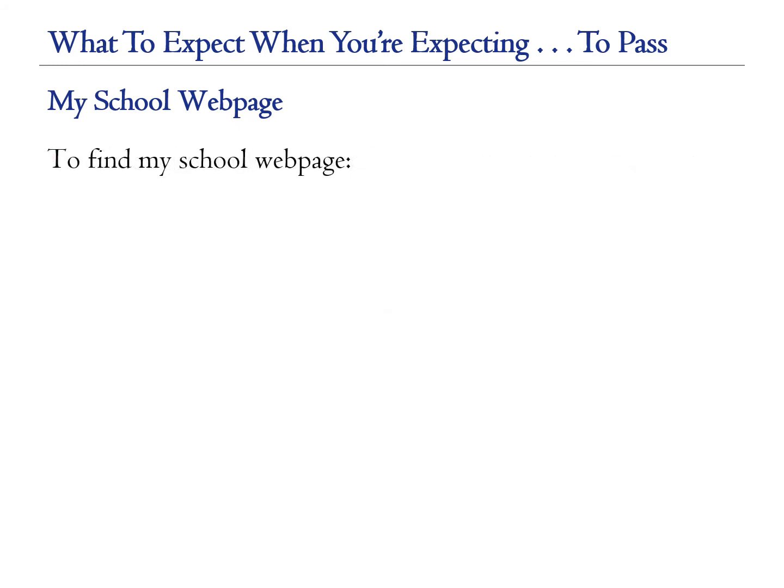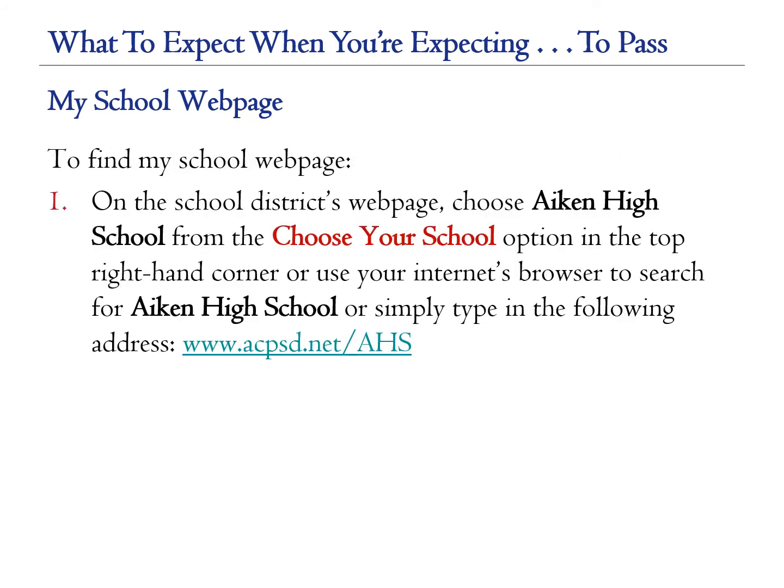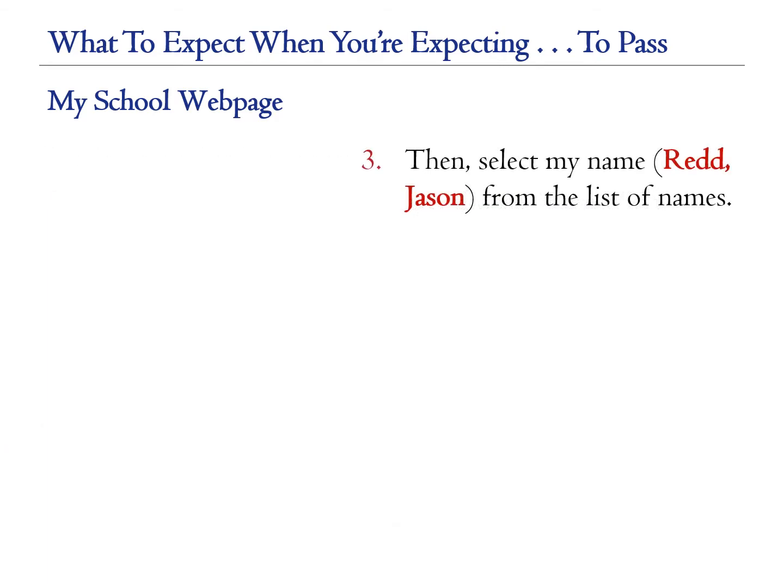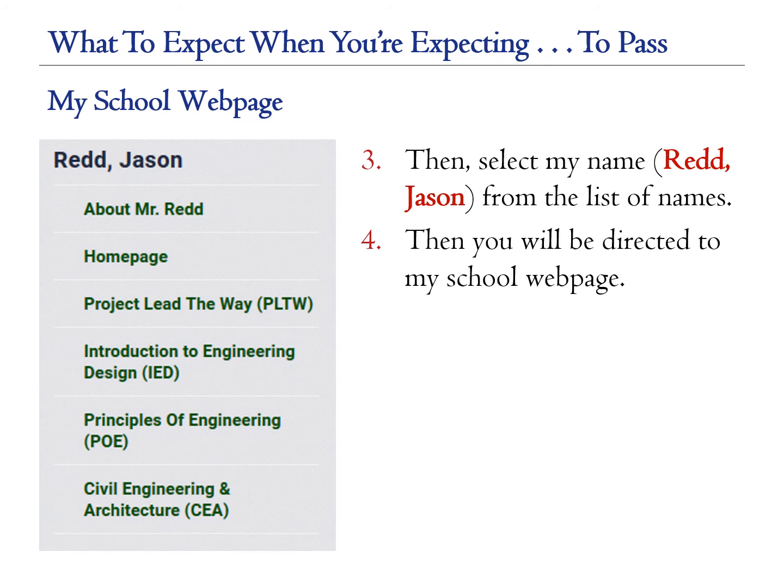To find my school webpage, on the school district's webpage, choose Aiken High School from the Choose Your School option in the top right-hand corner, or use your internet browser to search for Aiken High School, or simply type in the following address. The address is shown here on the screen. On the main menu bar, select Academics and then choose Teachers. Then select my name, Red Jason, from the list of names. Then you will be directed to my school webpage.